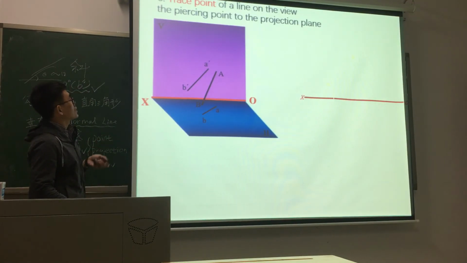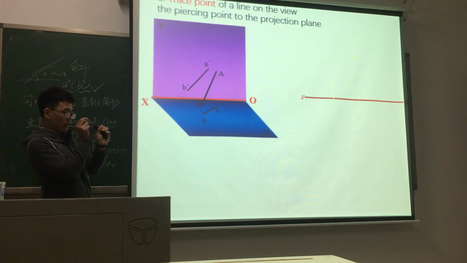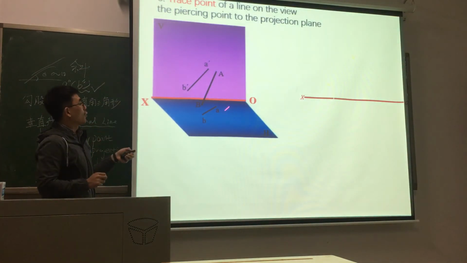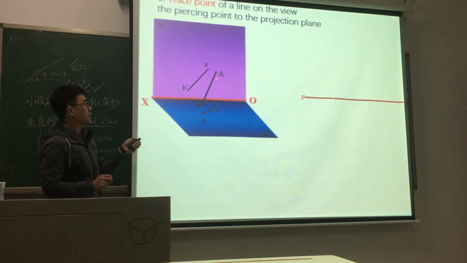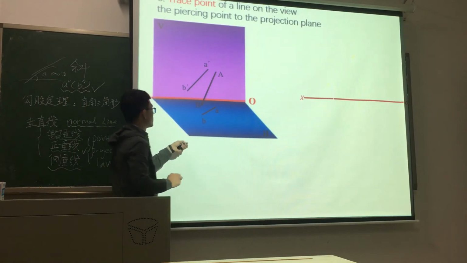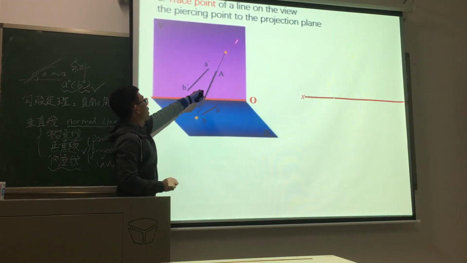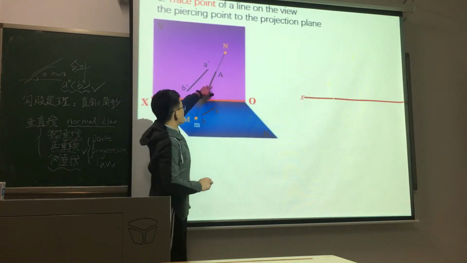This is the 6th part, trace point. If you have a line projection here, we have a trace point. A trace point is a point of intersection. We have AB in the 3D space. If you extend this line, we have this one we call AB.